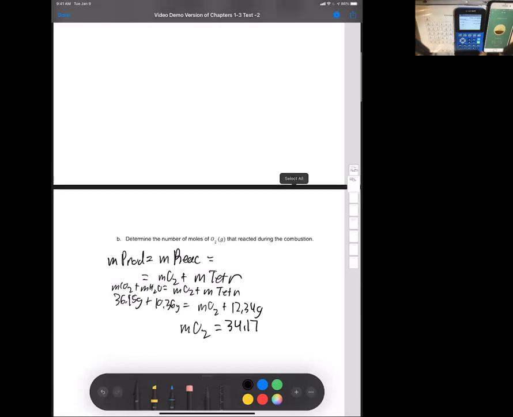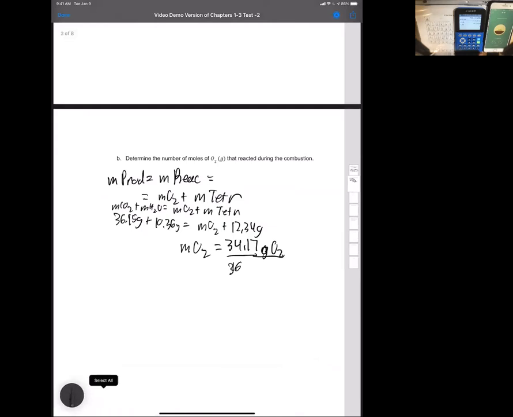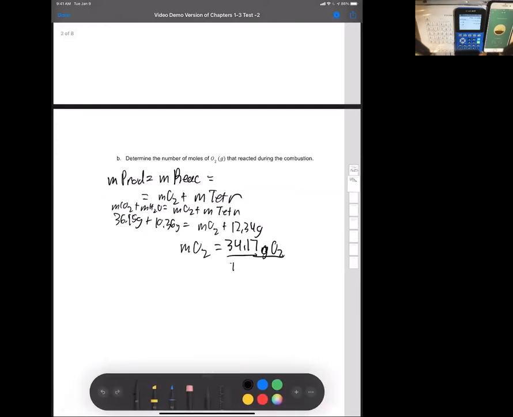So that's the mass of O2, but remember it's looking for moles, so we'll have to divide this many grams of O2 by the molar mass, which is 32.00 grams per mole of O2, because it's 2 oxygens. Let's go with that.